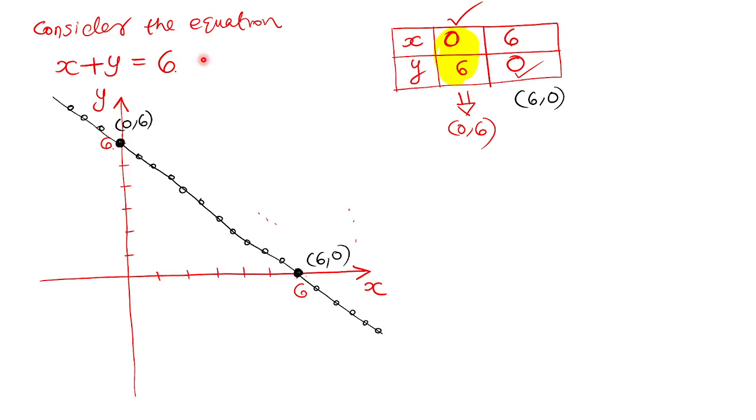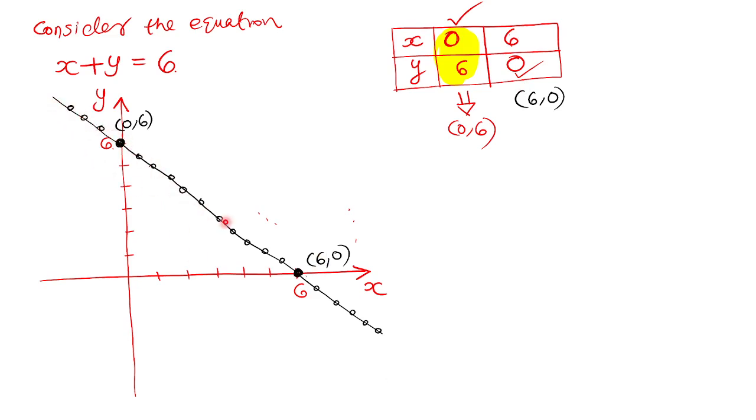Let me repeat, to find the solution graphically, what is to be done? We have only a single equation right now. So the first step is to draw a table like this. Put x equal to 0, you will get the value of y as 6. Then put y equal to 0, you will get x as 6. 0 6 marked, 6 0 also marked. Join them, we get a line.